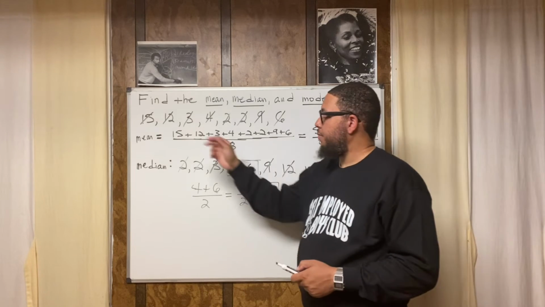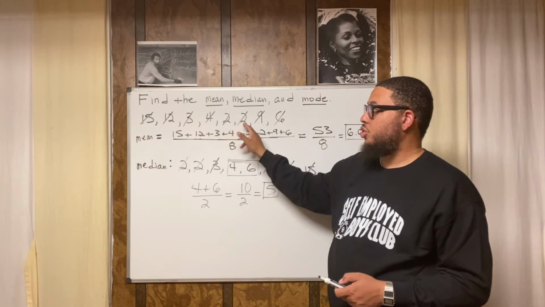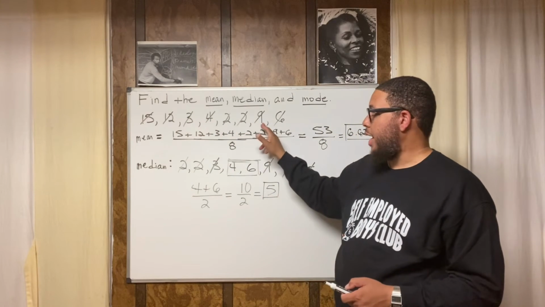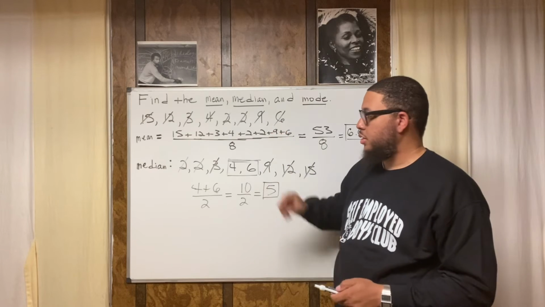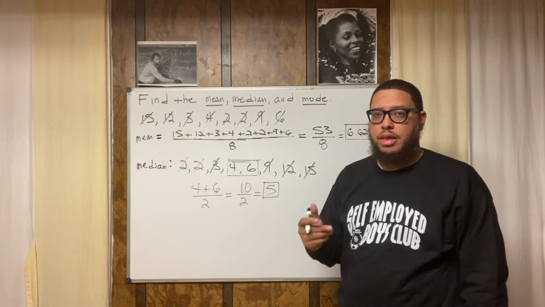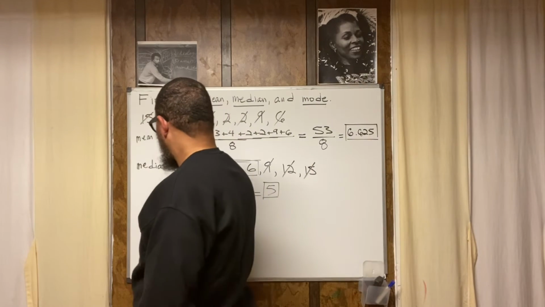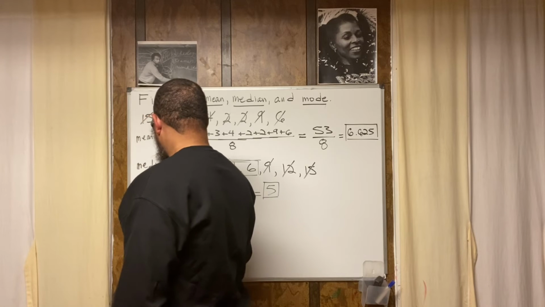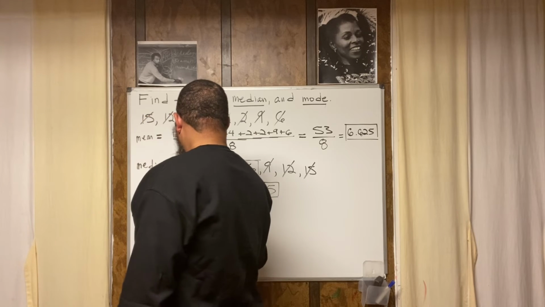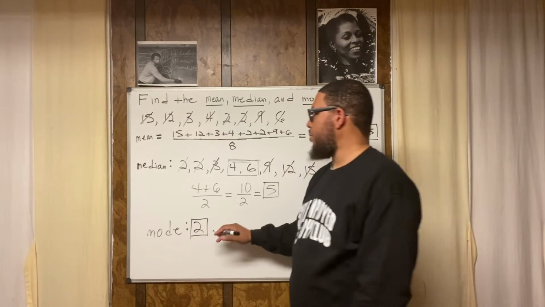If every number showed up 3 times equally, there wouldn't be one. But because here, 15 is once, 12 is once, 3 is once, 4 is once, 2 shows up twice though, 9 shows up once, 6 shows up once. Because 2 shows up more than all the other numbers, that means that 2 is the mode. And that's how you find the mode. So the mode is the number that shows up the most.